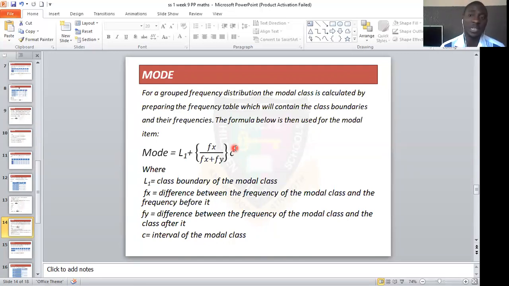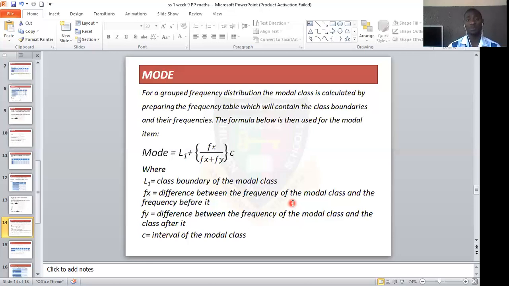Unlike in ungrouped data, where the mode is the number that appears most, under grouped data this is the formula to apply. Unlike ungrouped data, the class with the highest frequency is the mode. So under the mode we have L1, which is the lower class boundary of the modal class, with the modal class being the class with the highest frequency. Fx is the difference between the frequency of the modal class and the class before it, while Fy is the difference between the frequency of the modal class and the class after it, where C is the class width or interval of the modal class.